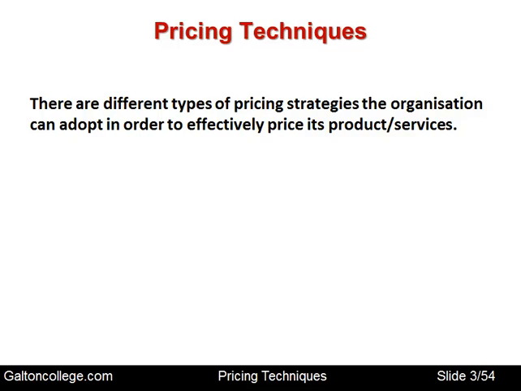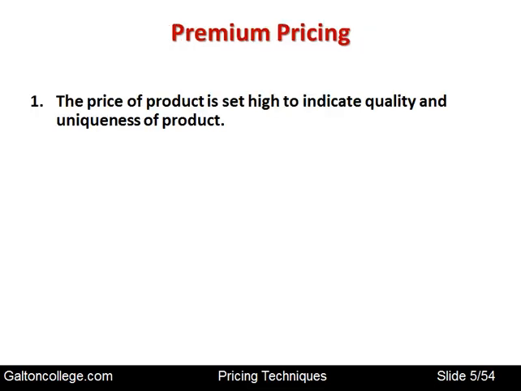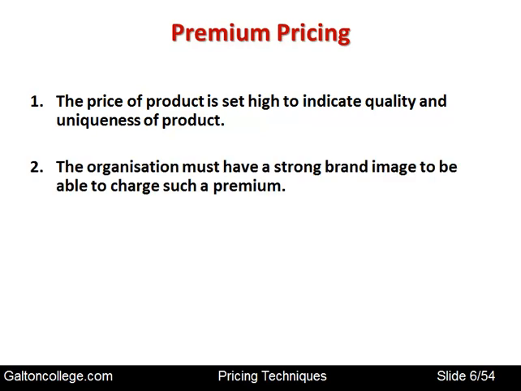So we'll start with premium pricing. The price of the product is set high to indicate quality and uniqueness of the product. So this is an expensive item, or the company wants to represent its product as exclusive. It wants to represent its product as high quality and that it stands out from other products in the market. It must have a strong brand image to be able to charge such a price.